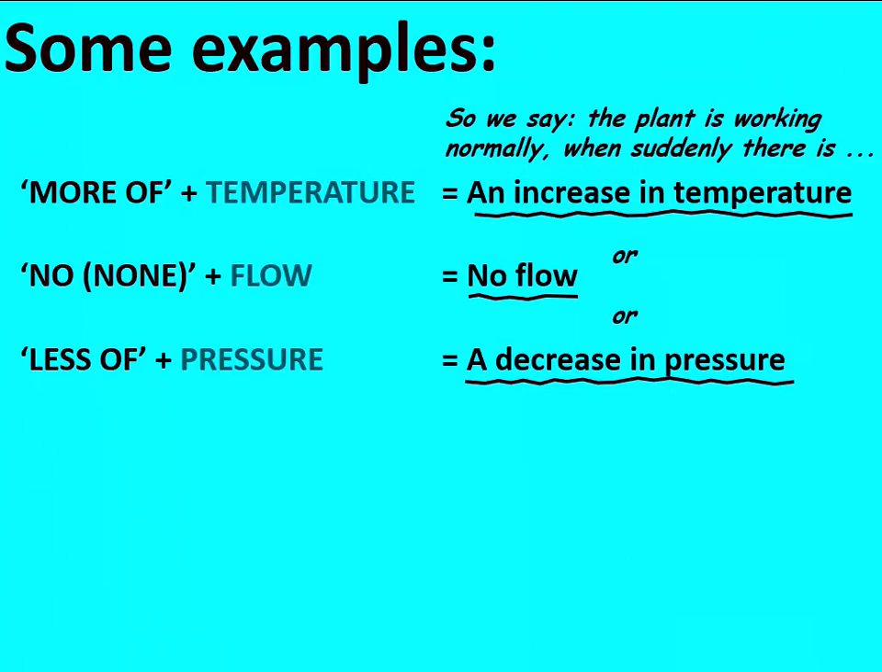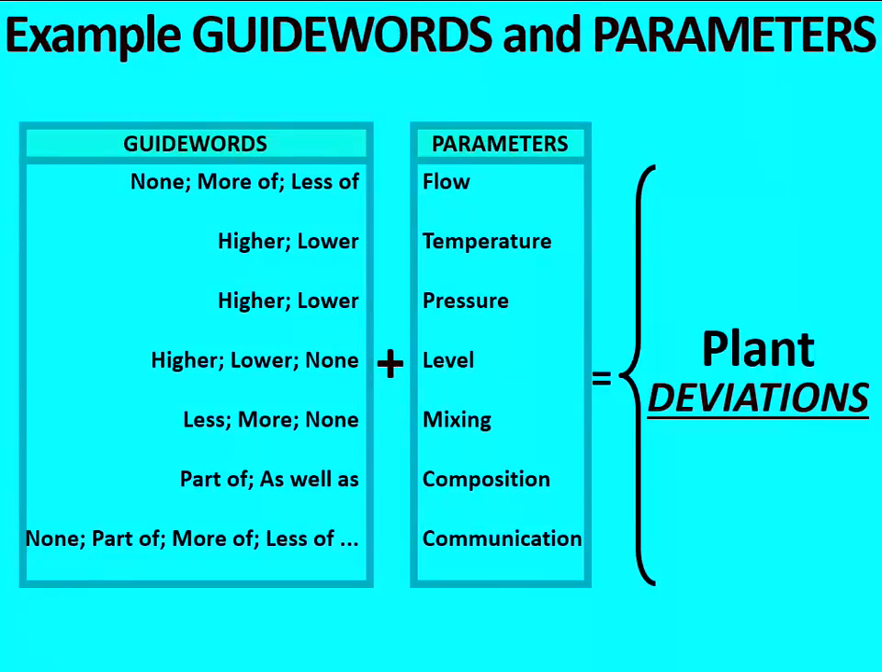Now, sometimes they don't logically add together. For example, you can say none for flow, but you couldn't really say none for temperature, because there's no such thing as no temperature, is there? Or no pressure. So you could have none for flow, but temperature and pressure would be higher and lower. Level, we had a level in a tank, that could be higher, lower, or it could even be none, because you could have no level at all in the tank.